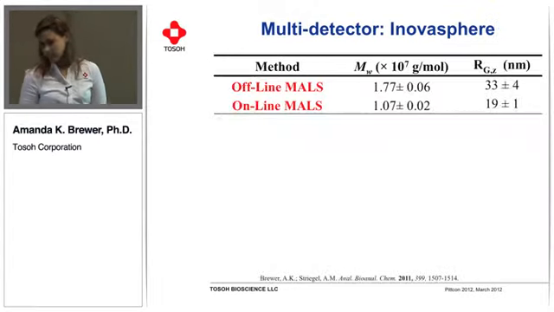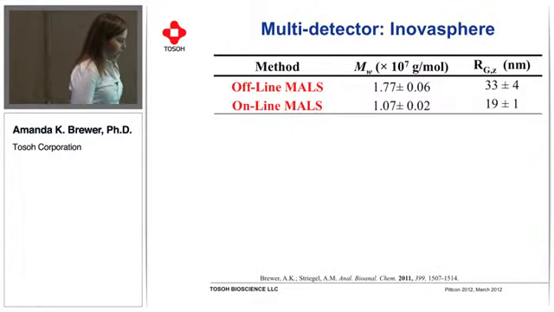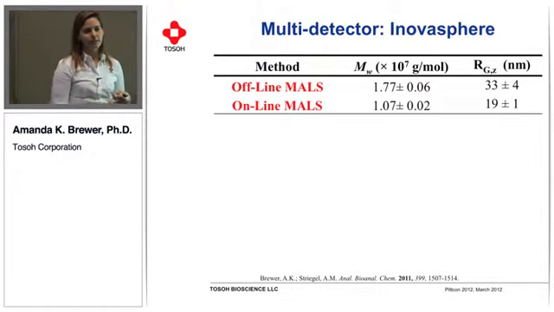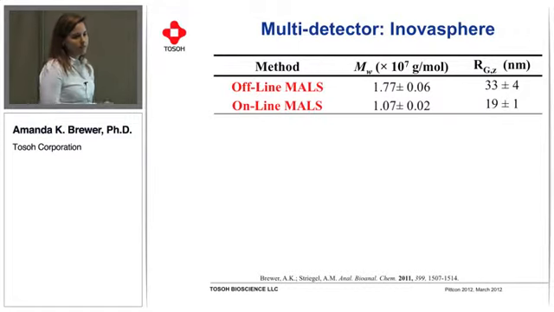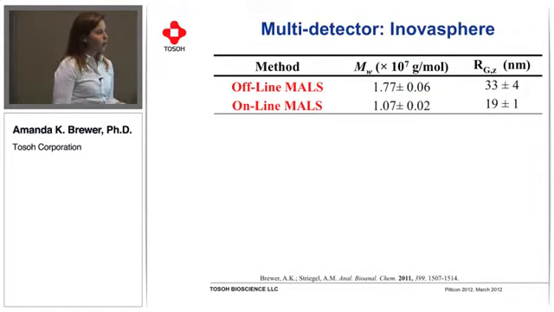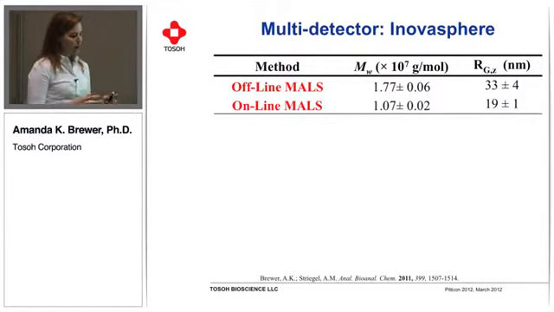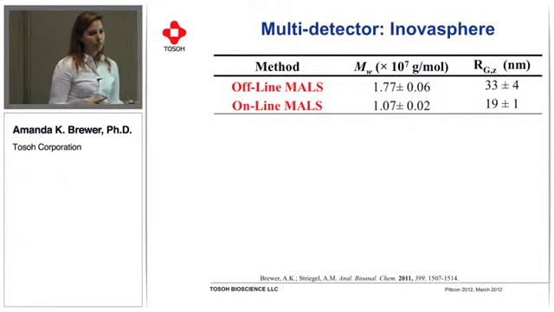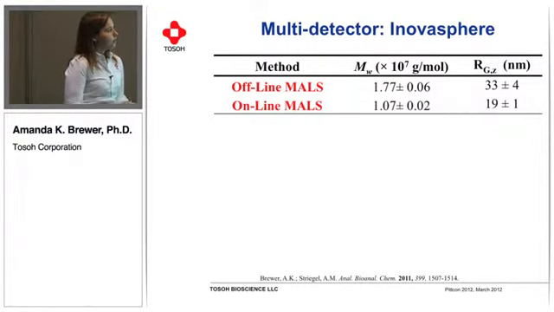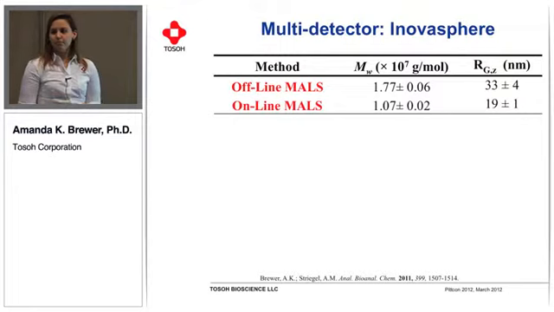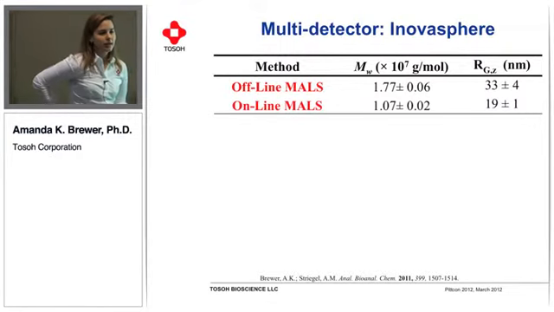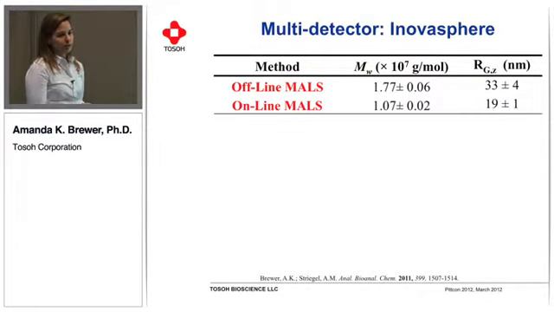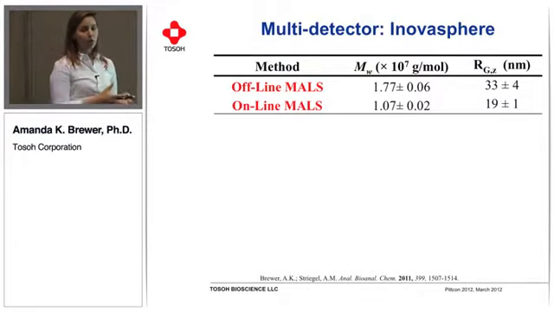So when we have a multi-detector setup, I'm talking about having a multi-angle light scattering detector, a quasi-elastic light scattering detector, a differential refractive index detector, and a differential viscometer. We tend to disconnect our light scattering detector from our SEC system and do offline analysis. Now, a lot of people skip this step. Why is this important? Offline analysis allows you to analyze the molar mass and the radius of your sample without any separation, which lets you get the bulk properties.